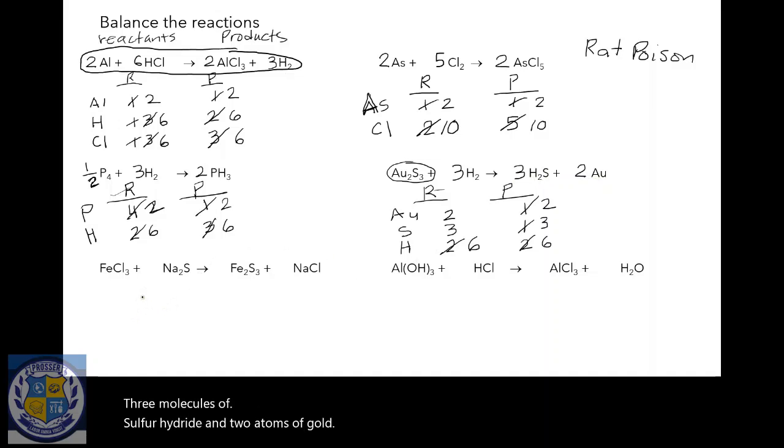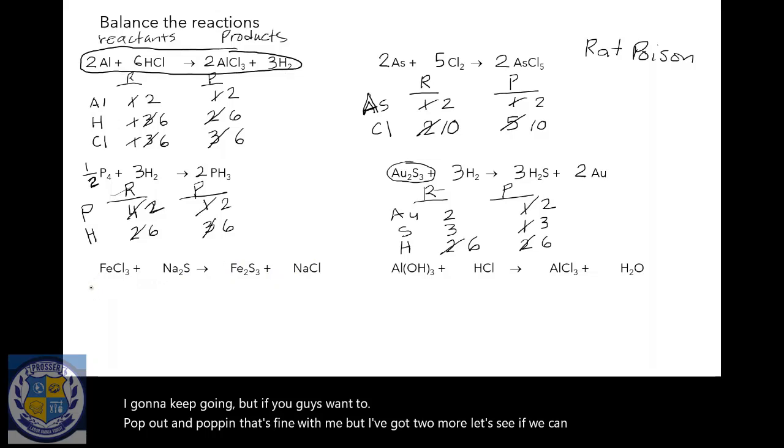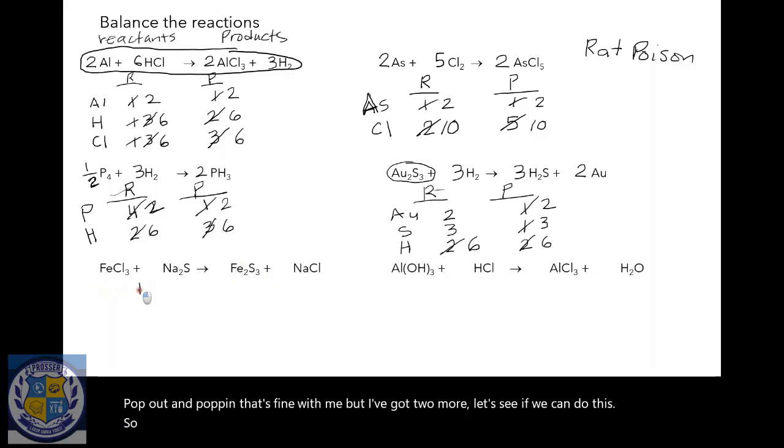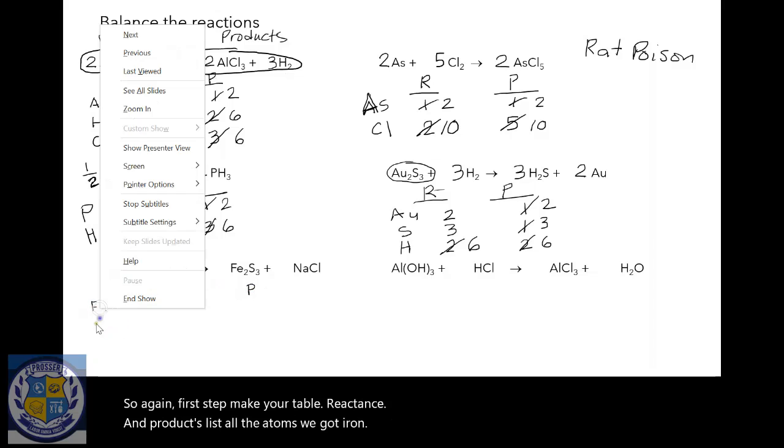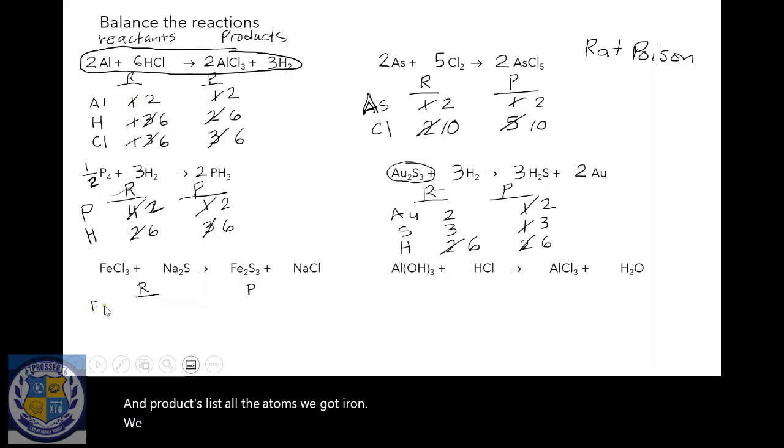Okay. I'm going to keep going, but if you guys want to pop out and pop in, that's fine with me. But I've got 2 more. Let's see if we can do these. So again, first step, make your table. Reactants and products. List all the atoms. We got iron. We got, oops.